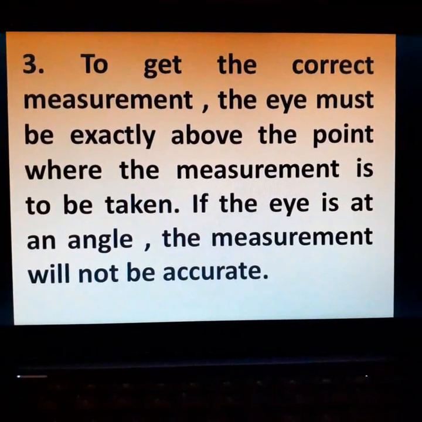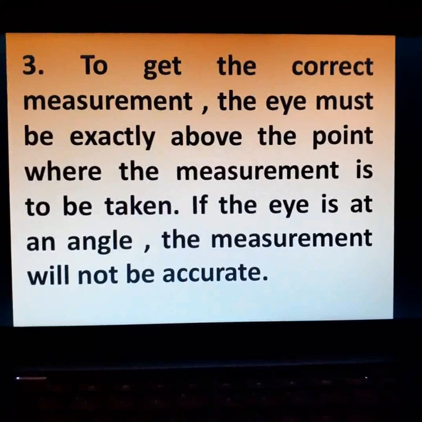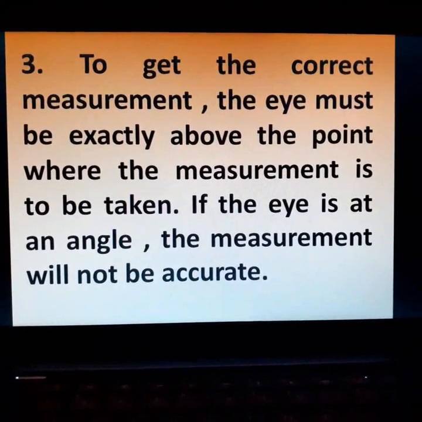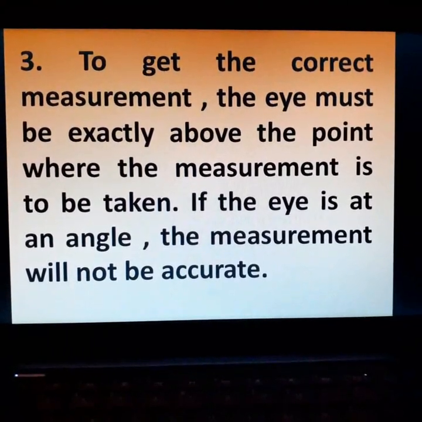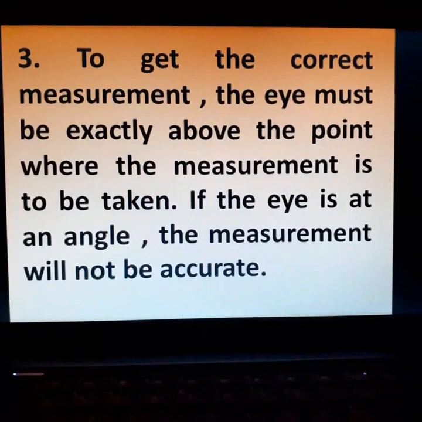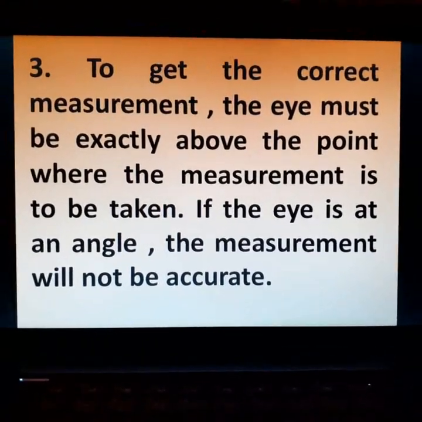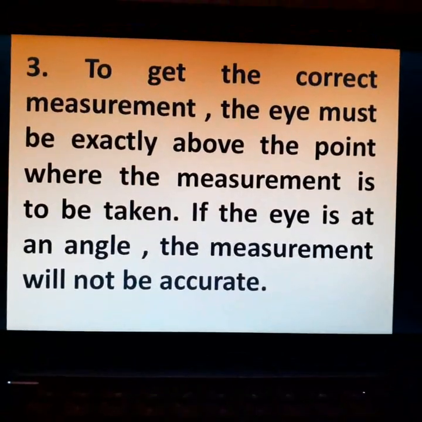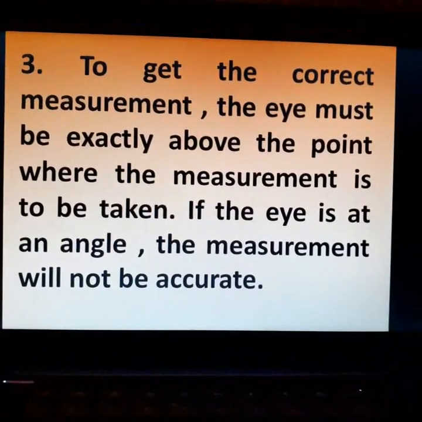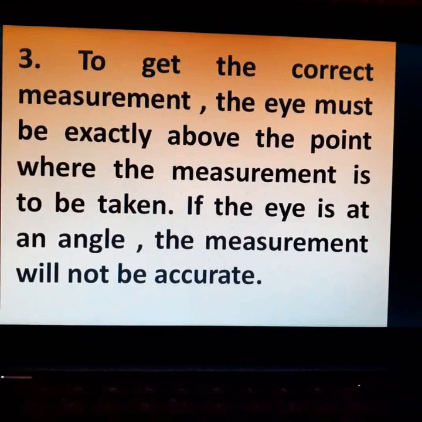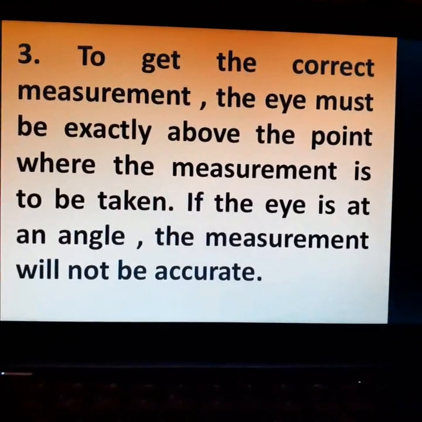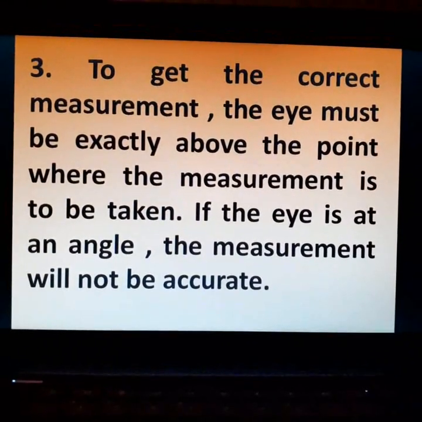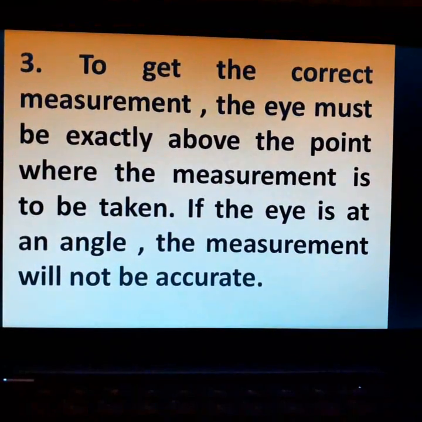Third one, to get the correct measurement, the eye must be exactly above the point where the measurement is to be taken. If the eye is at an angle, the measurement will not be accurate. So these are the points which we should remember while taking linear measurement. In simple language, we can put a ruler on the straight line and measure the linear line.